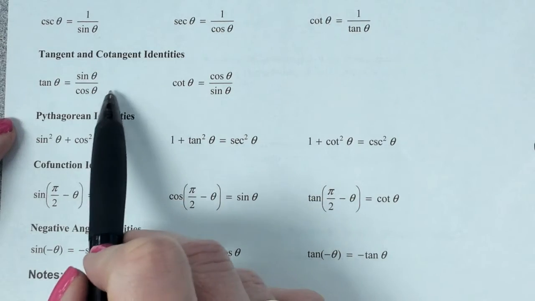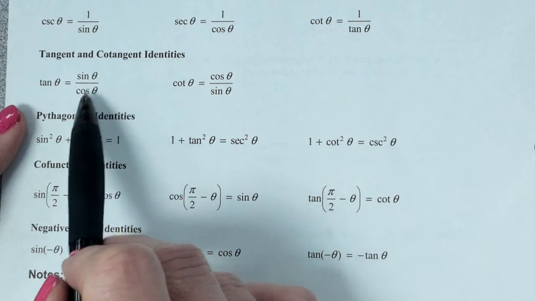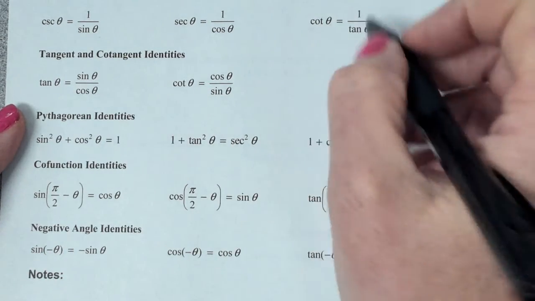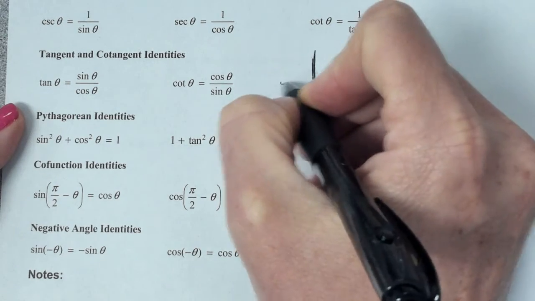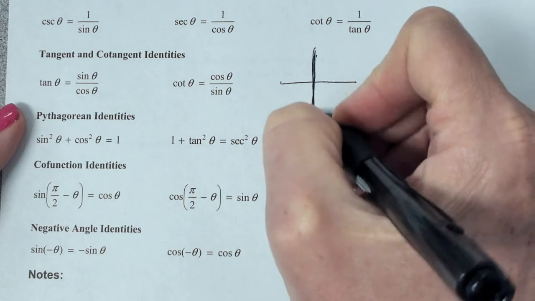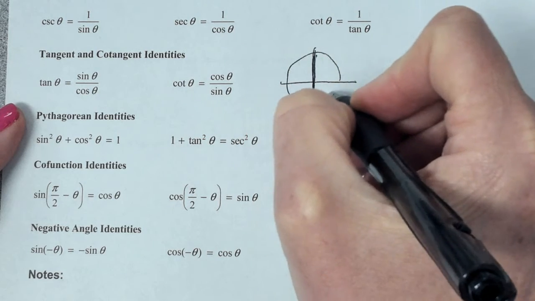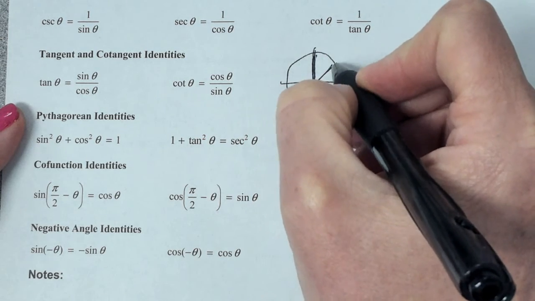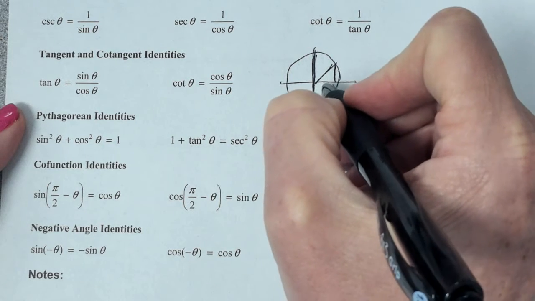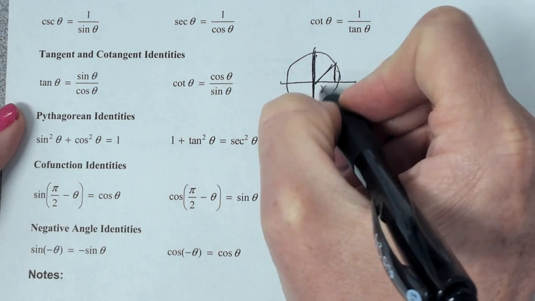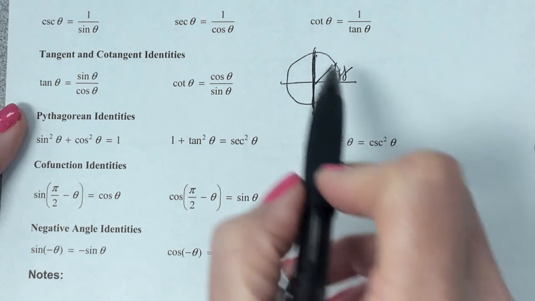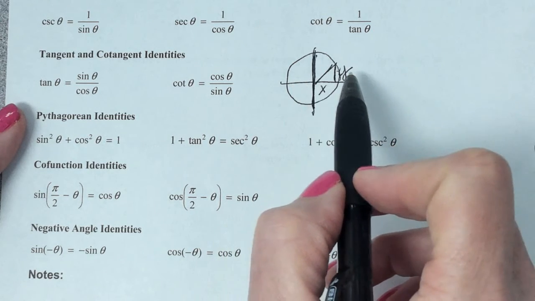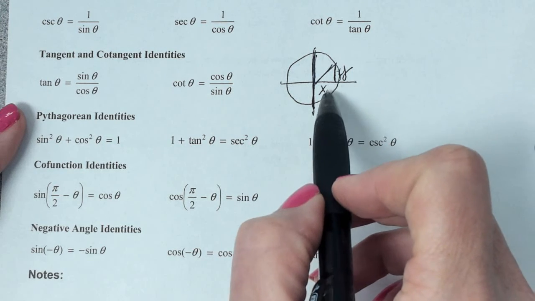The tangent and cotangent identities, we haven't really talked about this much, but let's take a look at why this works the way it does. So let's say that we have the unit circle here, like this. And I have that this is going to be my adjacent, and it's also my x, and this is going to be my opposite, it's also my y. Tangent is always going to be opposite over adjacent, which is y over x.